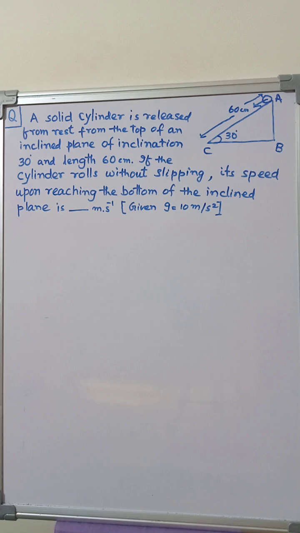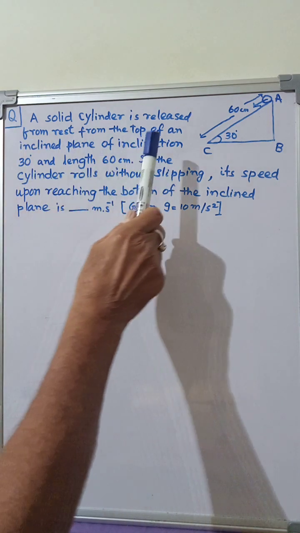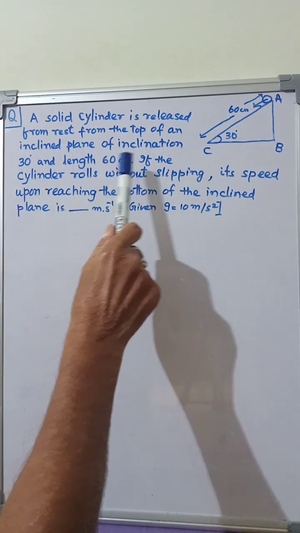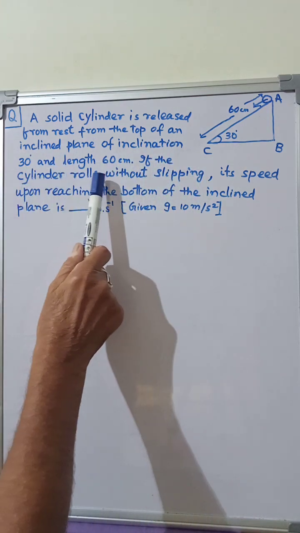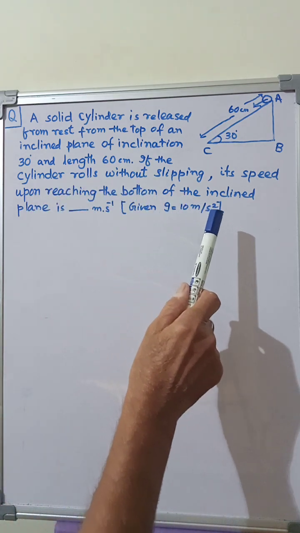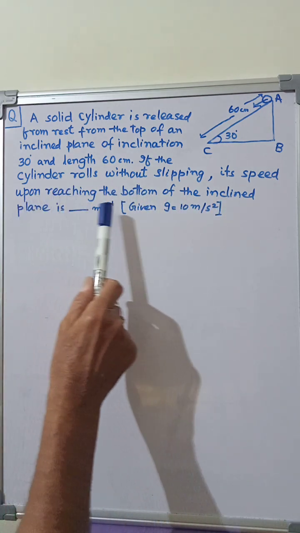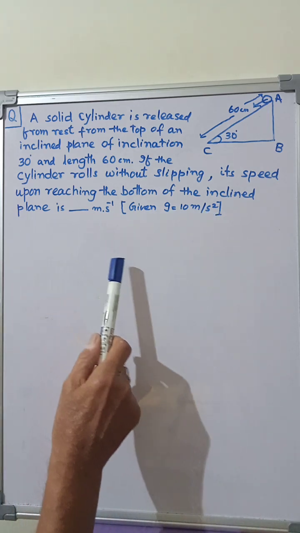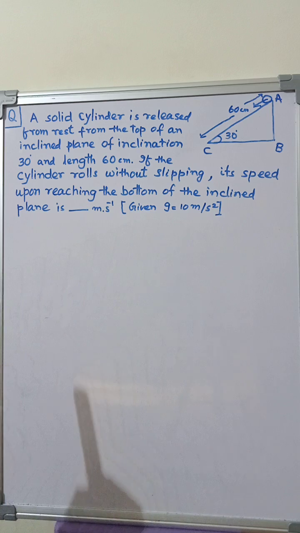Read the question carefully. A solid cylinder is released from rest from the top of an inclined plane of inclination 30 degrees and length 60 centimeters. If the cylinder rolls without slipping, its speed upon reaching the bottom of the inclined plane is dash meters per second, given g is equal to 10 meters per second square. We are required to fill in the blank with an integer.